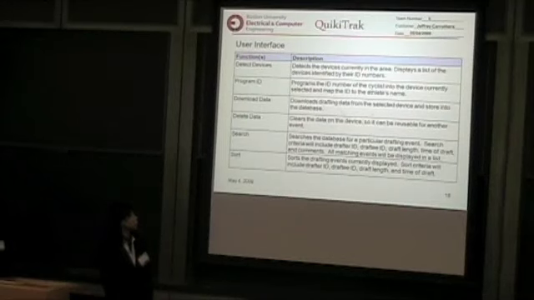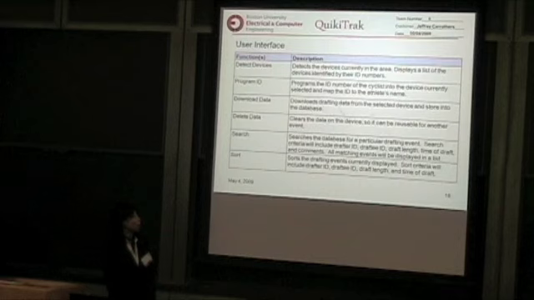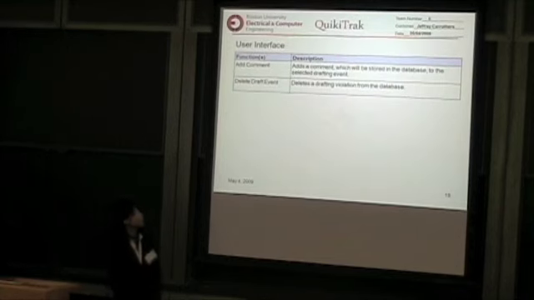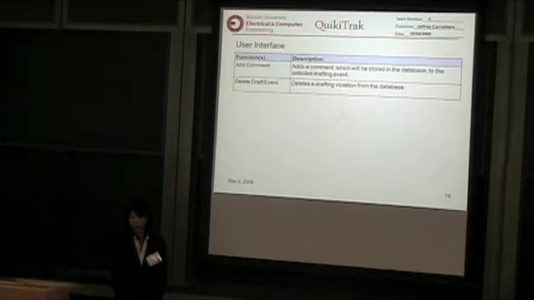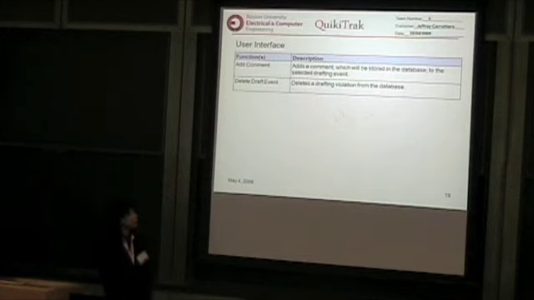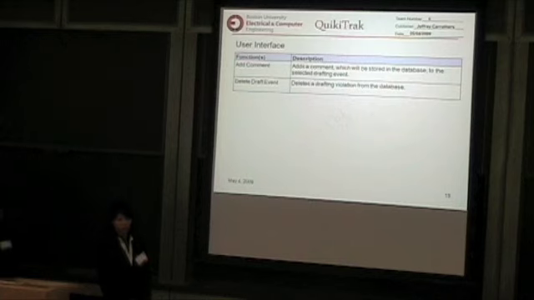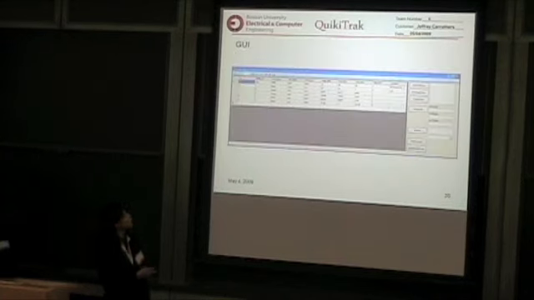Search or sort function for the user to manage the data. Add comment. The user will be able to add comment to a specific drafting event. The last one is delete draft events. So the race director sometimes will want to delete a drafting violation if it's not valid. So we provide this function.